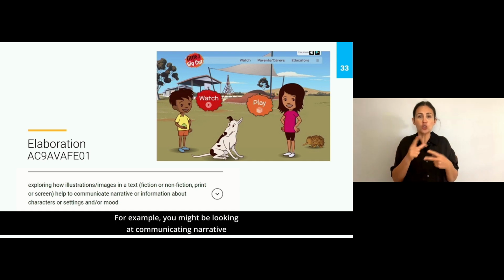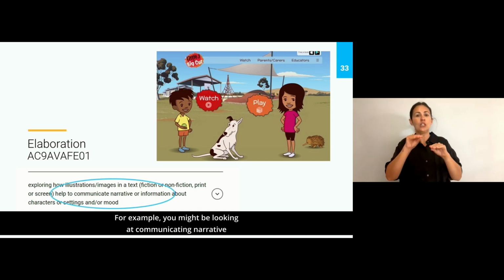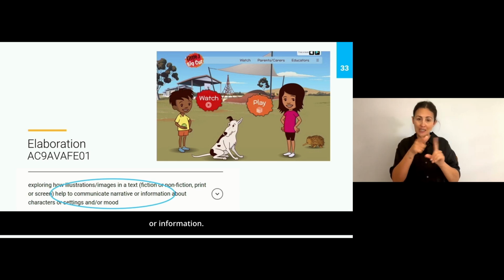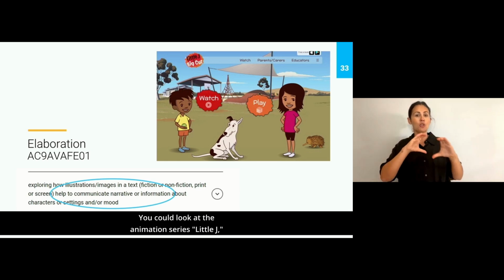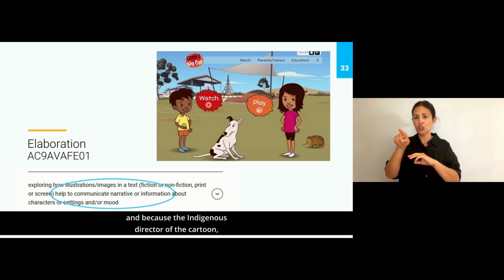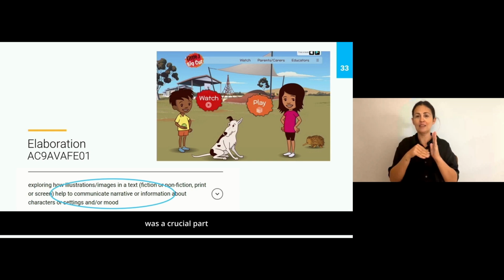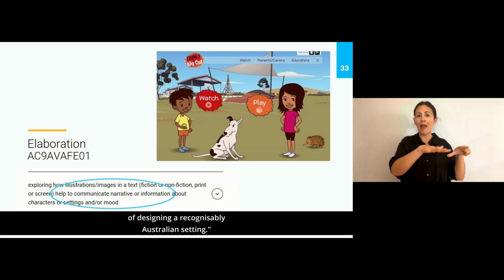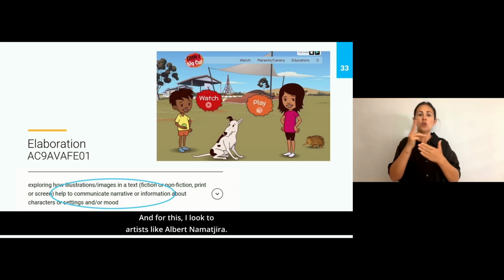For example, you might be looking at communicating narrative or information. You could look at the animation series Little J, because the Indigenous director of the cartoon, Tony Thorne, said colour in the landscape was a crucial part of designing a recognisably Australian setting, and for this I looked to artists like Albert Namatjira.